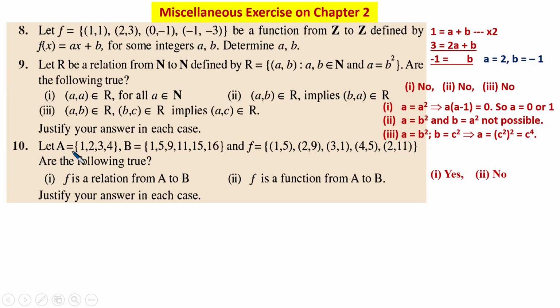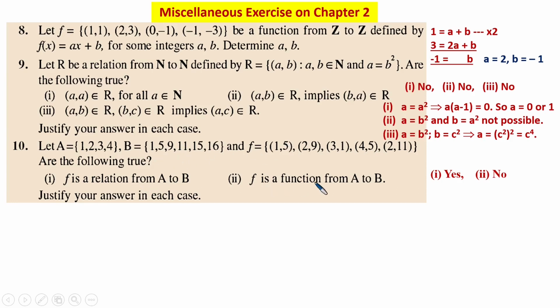So this is also not true. Now, next exercise: let A equal to 1, 2, 3, 4. These are the elements in set A, and the elements in set B are given here, and the mapping of F is this: 1 to 5, then 2 to 9, 3 to 1, then 4 to 5, and then 2 to 11. So these are the pairs for this F. Are the following true? F is a relation from A to B. Yes, it is a relation because all the elements on the left hand side belong to A, and all the elements in the right hand side of the parenthesis belong to set B. So they form a relation.